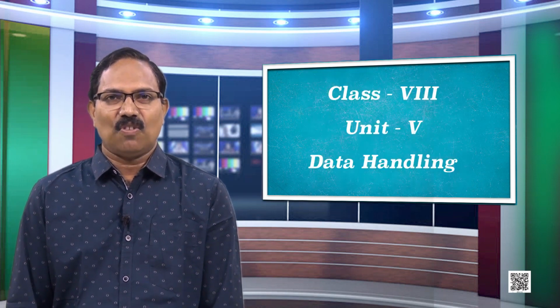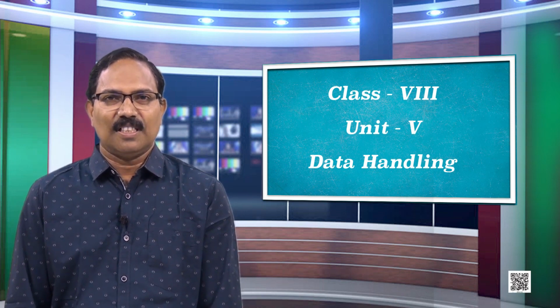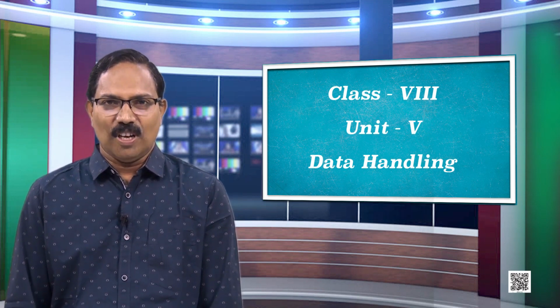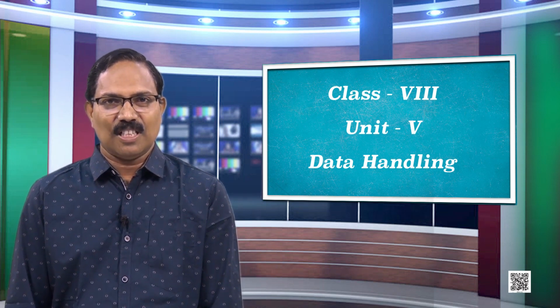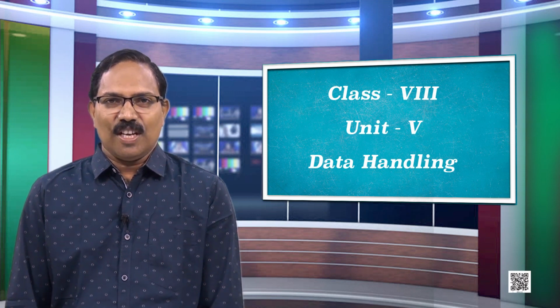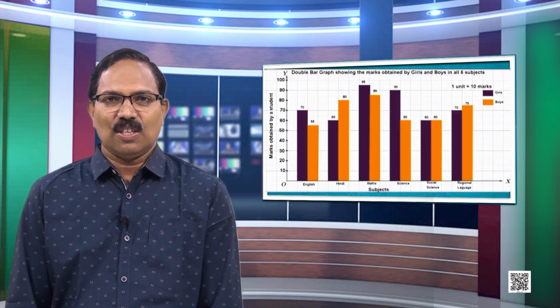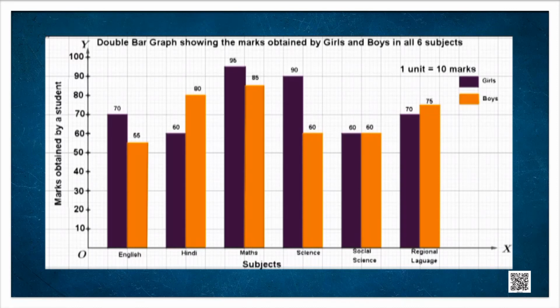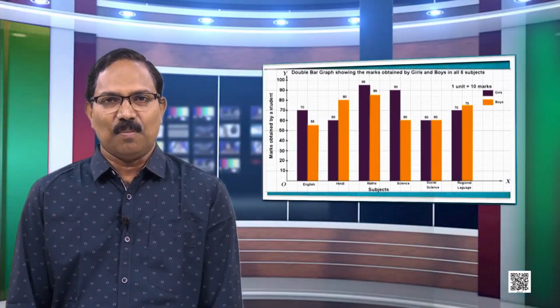Students, how do you draw a double bar graph? Yes, the similar procedure followed for drawing a bar graph is also followed here, but the only difference is you will draw adjacent bars for boys and girls together. Have you understood? Good. After drawing the double bar graph, you will get a graph like this. Look into the graph. Yes. So, the data provided in the table has been converted into a graphical form.